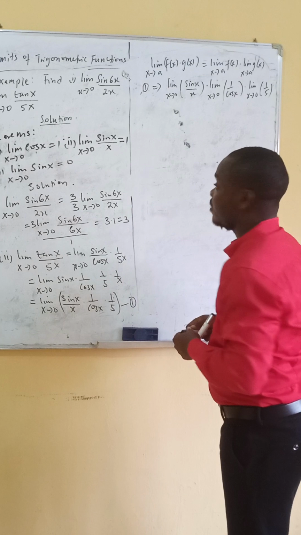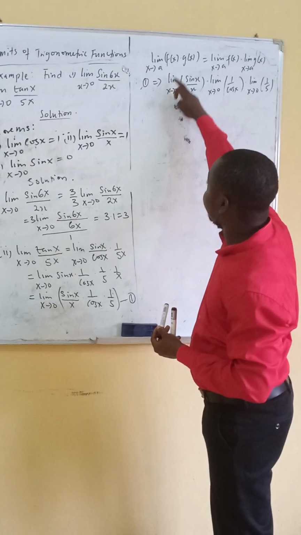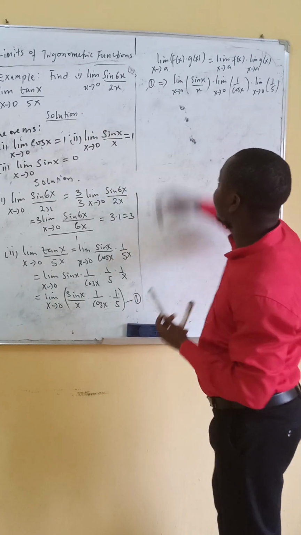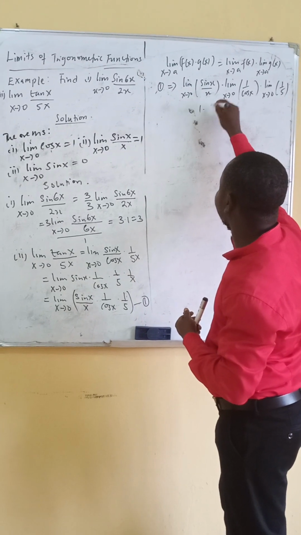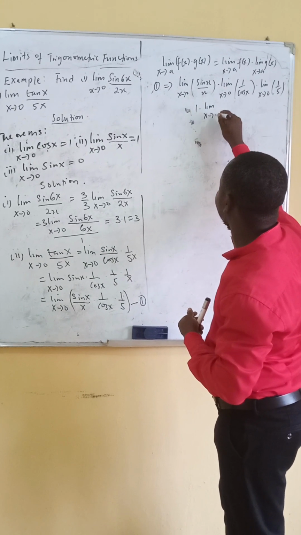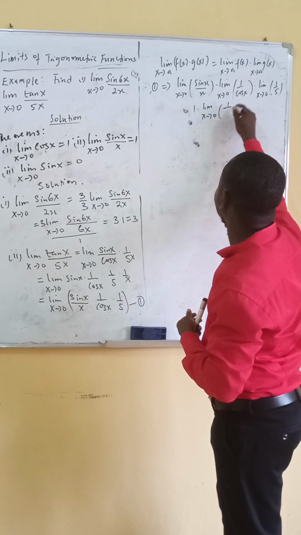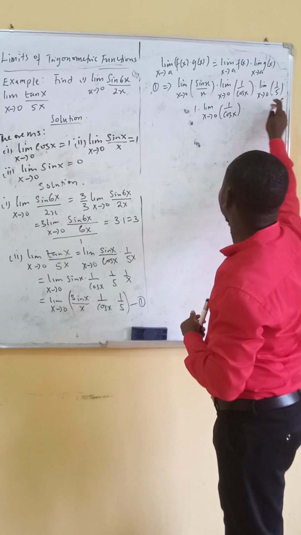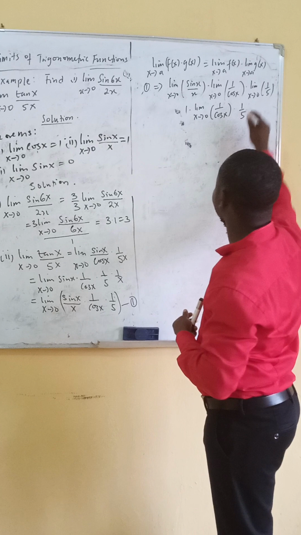Now the limit of a constant is a constant, and the limit of sine x over x is 1. That will give us 1 times the limit as x tends to 0 of 1 over cos x, times the limit of 1 over 5, which is 1 over 5.